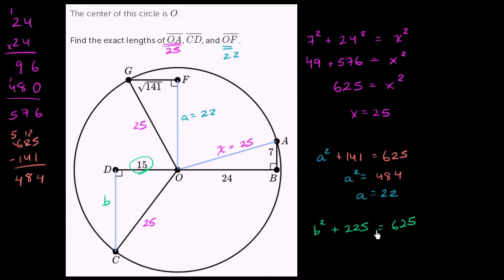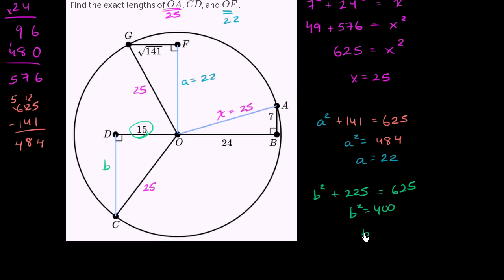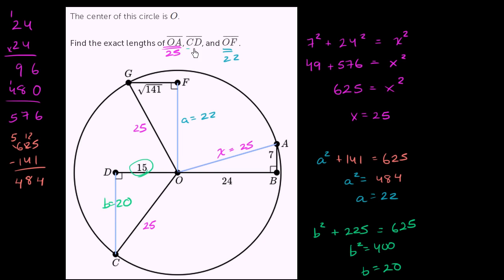Subtract 225 from both sides, and you get B squared is equal to 400. The square root of 400 is pretty easy to calculate. B is equal to 20. So segment OA is 25, CD is 20, and OF is 22.